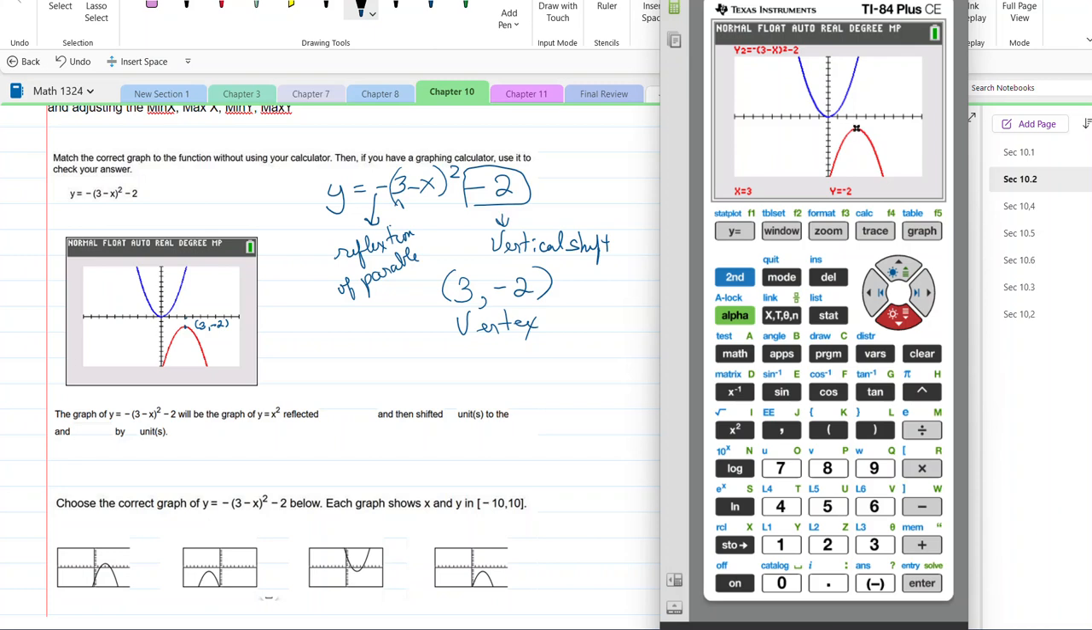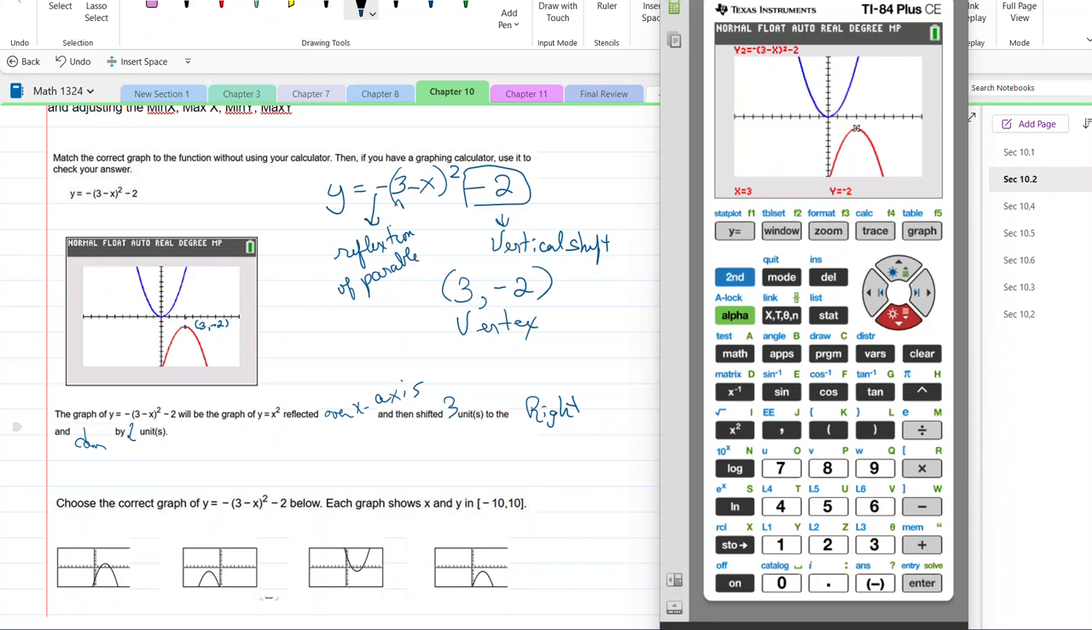All right. So what are we saying here? The graph of the negative (3 minus x) squared minus 2 will be a graph of y equals x squared reflected over the x-axis and shifted 3 units to the right and down 2 units. All right. So what we're saying is what happened to the x first?